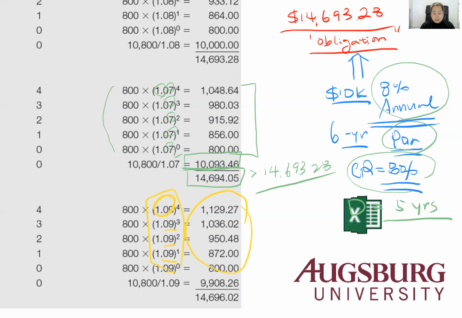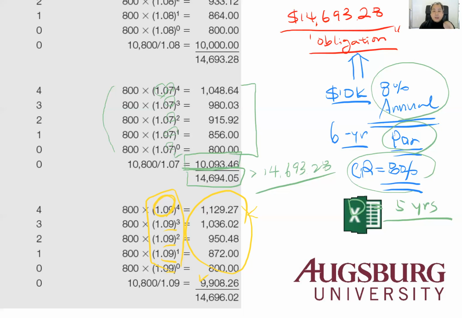And you're going to have $9,908.26, which means you will get less money than 10,000, but because of this increase, in total, you're actually going to get $14,696.02, which is greater than your obligation. So it also covers your obligation. So anyway, you can get covered.